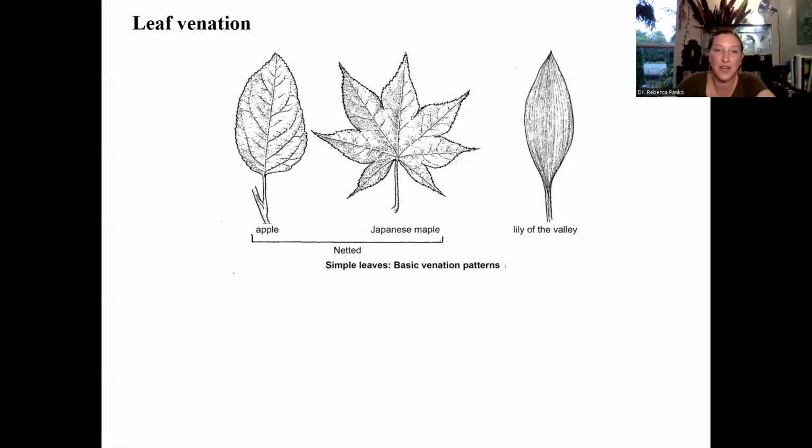There's two basic types of venation that we have to know. And when I say venation, venation just means the pattern of veins of the leaf. So one type is what is called netted. There's a more fancy term for that, but for now, netted is fine. And the other one is parallel. For example, in this lily of the valley. So I'll do the parallel first because that may make netted more clear.